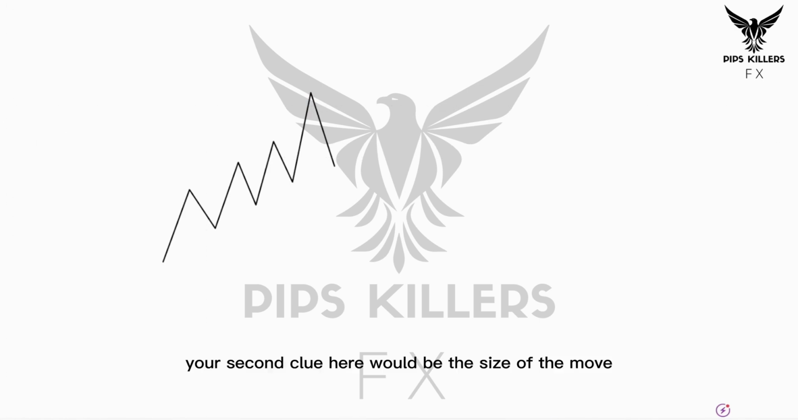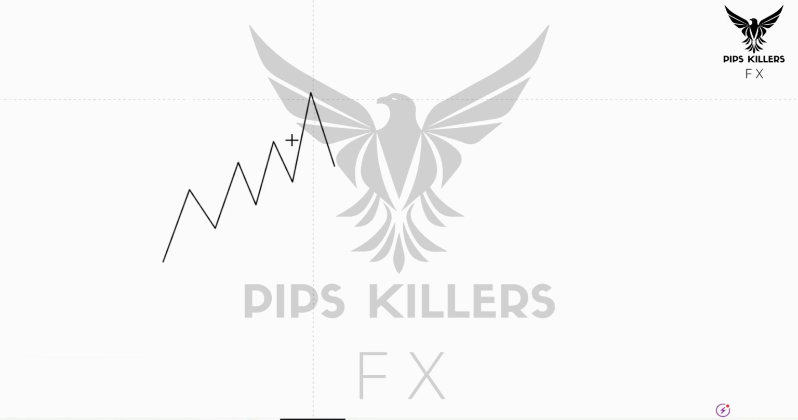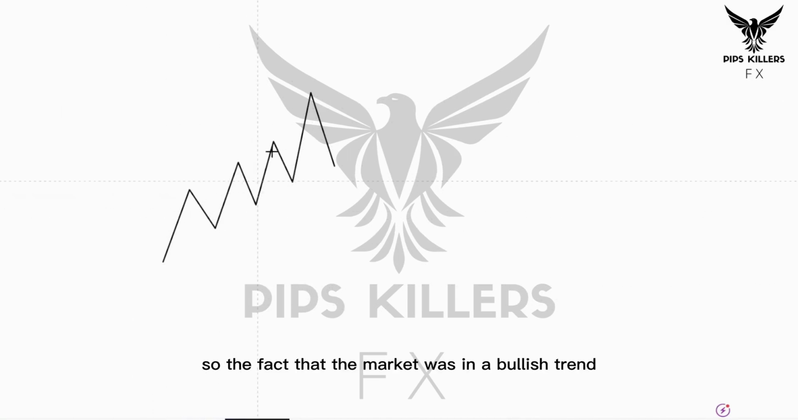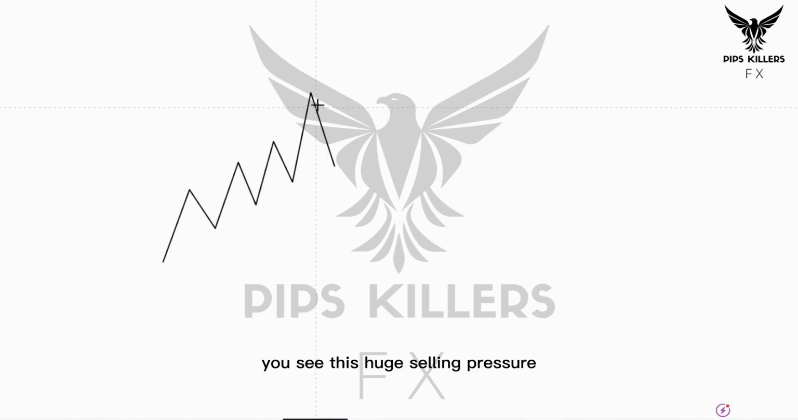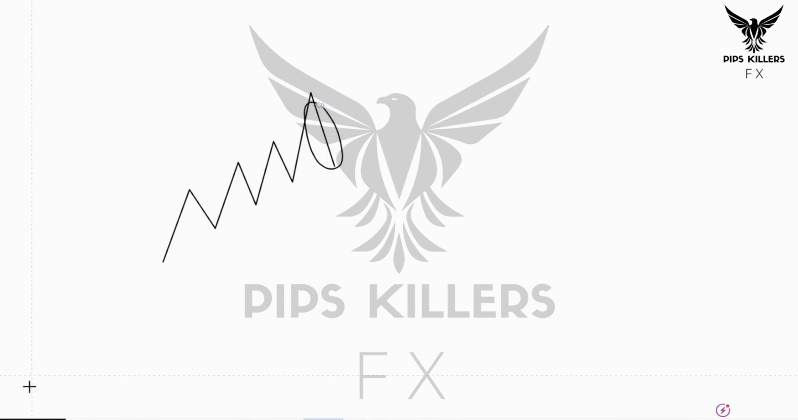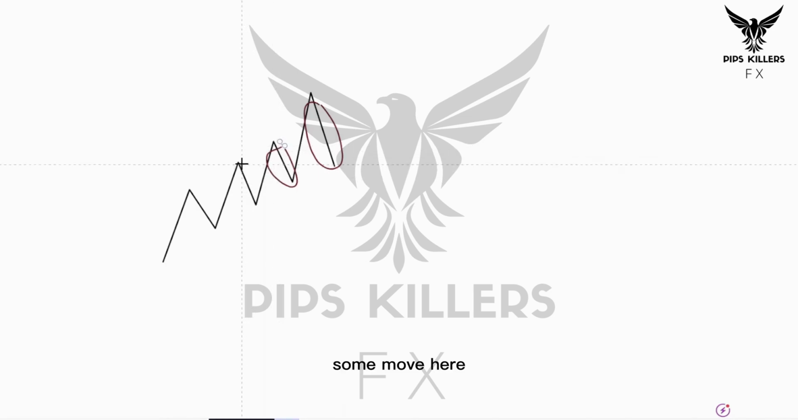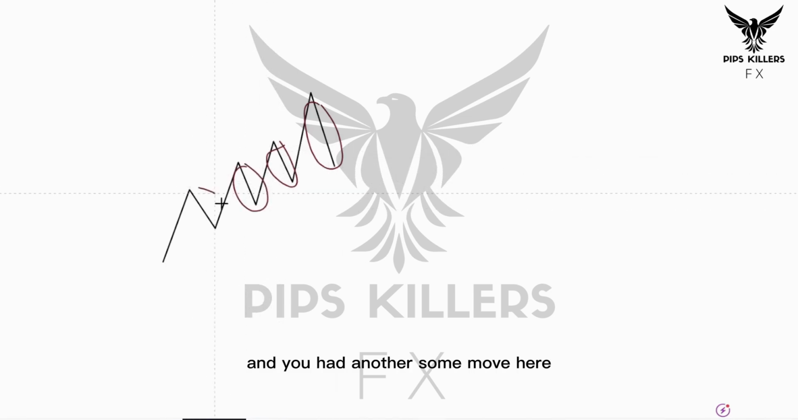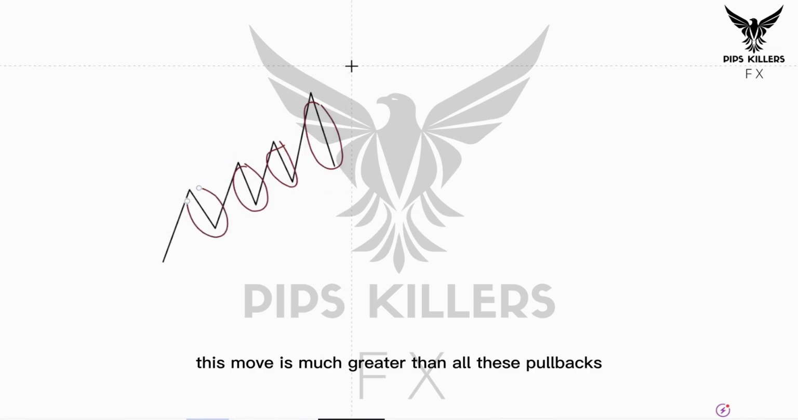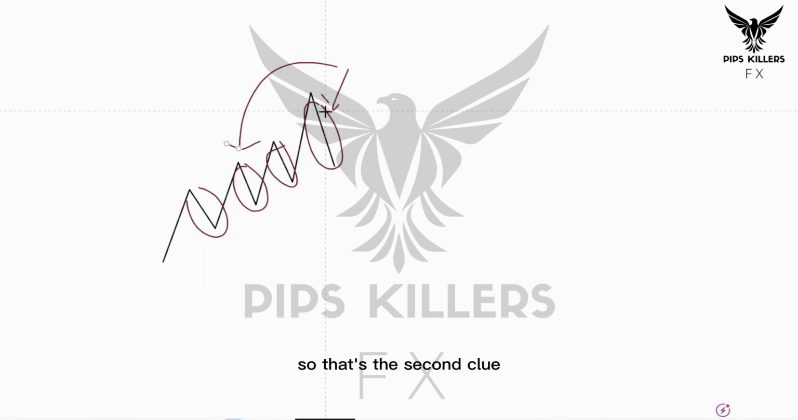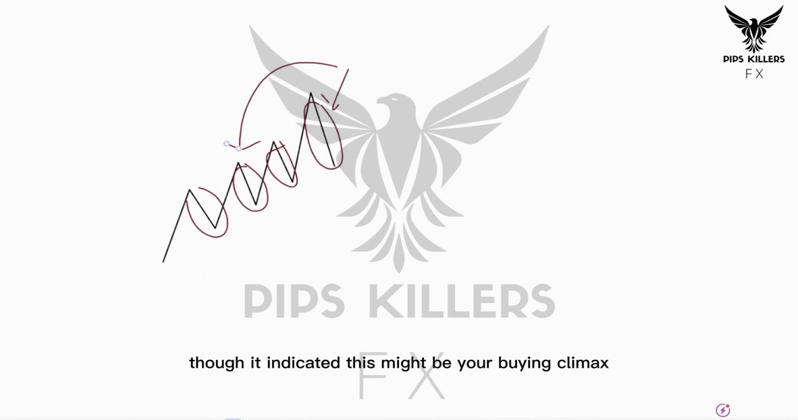Your second clue here would be the size of the move. So the fact that the market was in a bullish trend, you see this huge selling pressure. And compare this sell move to all the previous moves to the downside. So you had a sell move here, you had a sell move here, and you had another sell move here. This move is much greater than all these pullbacks. So that's the second clue that would indicate that this might be your buying climax.